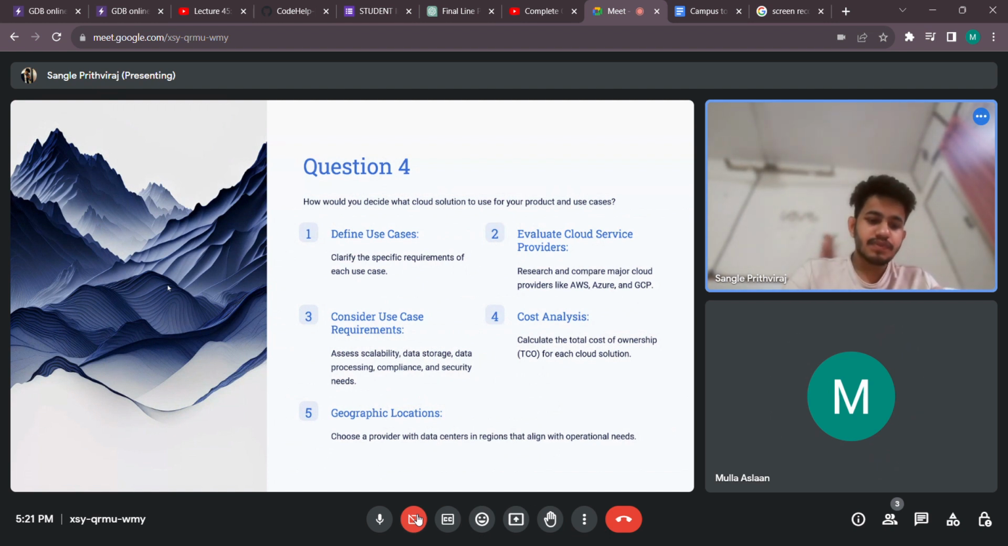So, first and foremost, we need to establish a clear understanding of specific requirements for each of our use cases. This meticulous approach ensures that we align the cloud solutions with our diverse needs.